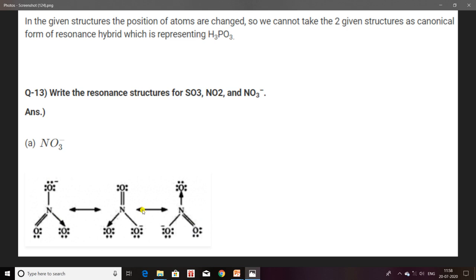So now in the third structure the double bond will be present here and here there will be a single bond. How? Now here there is a negative charge and 2 electrons are present here. So these 2 electrons will shift here, right? And they will make a double bond. At the same time, this bond will convert into an electron pair and it will come here. Okay. So these are the resonating structures of NO3 negative.